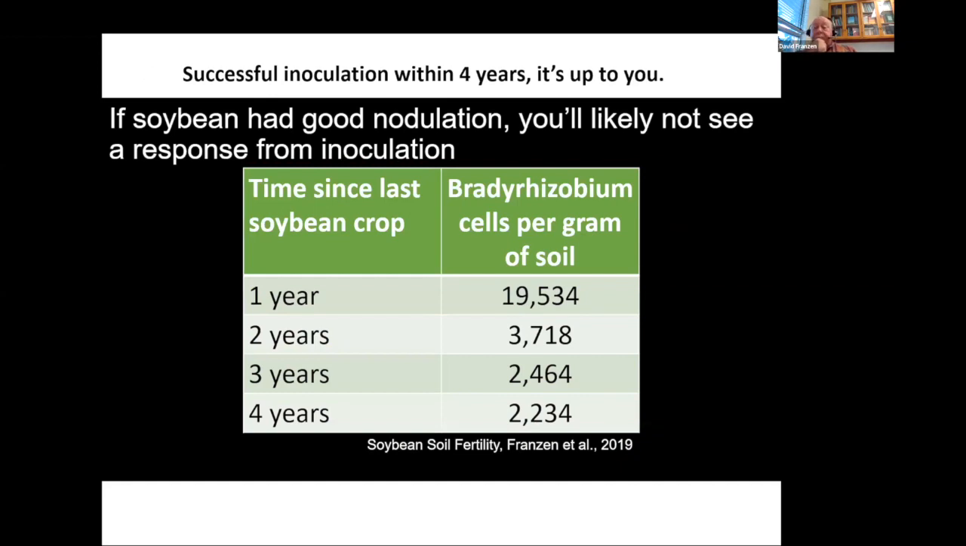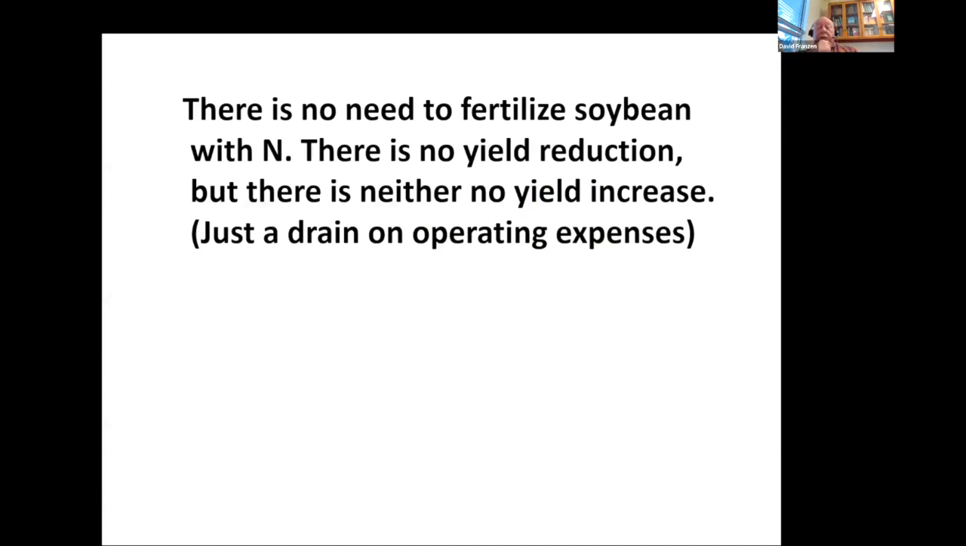This is some work that's in the Soybeans Fertility Bulletin circular that we've had out for several years. And after 1 year, you can see that there's a lot of bradyrhizobium cells, little bacteria, per gram of soil. That's per gram of soil. You can imagine how much is in an acre. But after 2 years, it's still pretty substantial, isn't it? So our general recommendation is that if you had successful inoculation the first year, and you grow soybeans within 4 years, you really shouldn't need to. After that, you can, but it's not that expensive, but you would still be fine if you didn't.